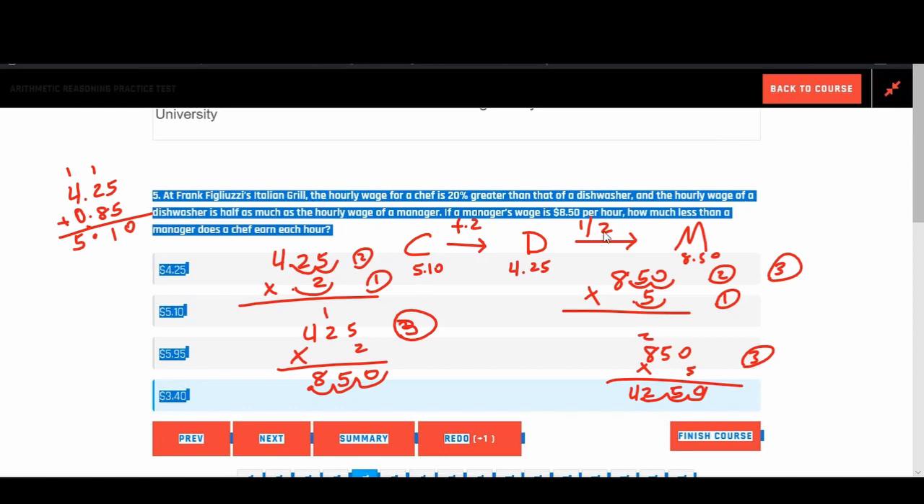The question is, how much less than a manager does the chef make? So in order to figure that out, we have to do $8.50 minus $5.10. Again, subtracting decimals, we just line the decimals up, drop it in place. 0 minus 0 is 0. 5 minus 1 is 4. 8 minus 5 is 3. So we can see that the chef, to answer this question, makes $3.40 less than the manager.